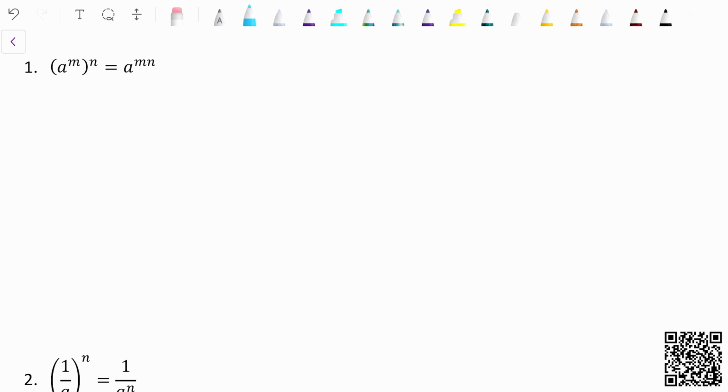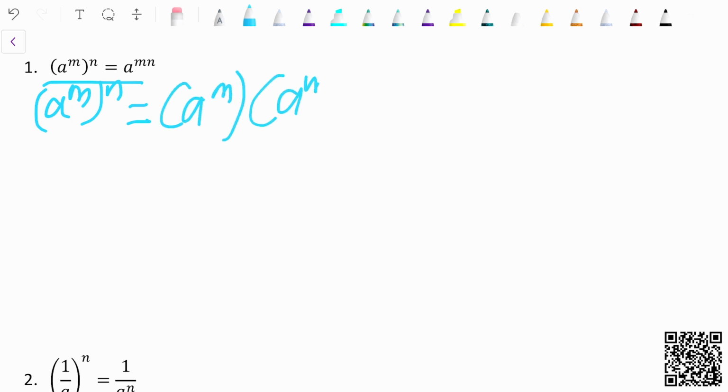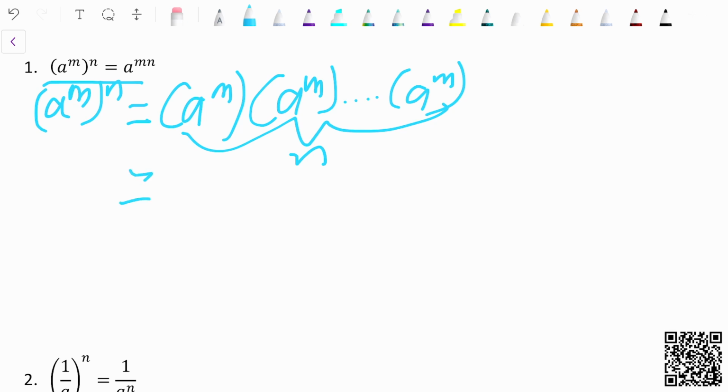Today's first question: we have to prove that this actually works. So how do we do that? Technically, let me write this real quick. This would equal a to the power of m, and there are n of them. So if we write that out, there are n of them. And then, if we take it apart technically, it would be a times a. There are m in each one.